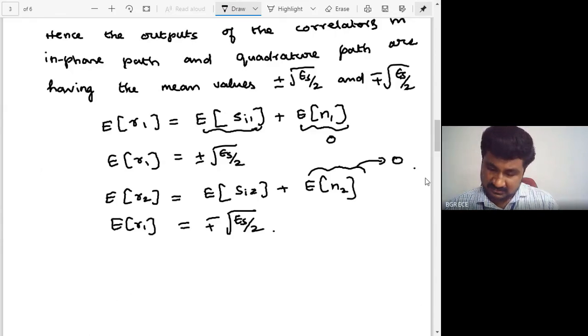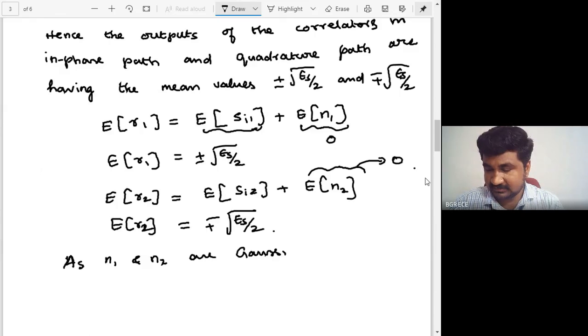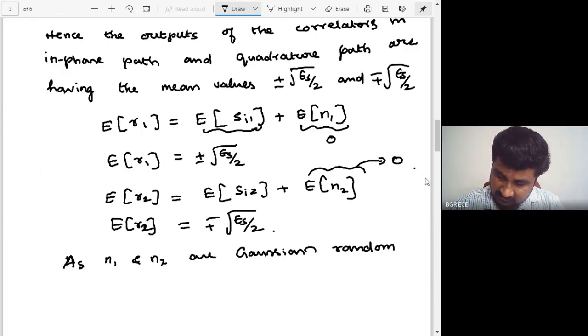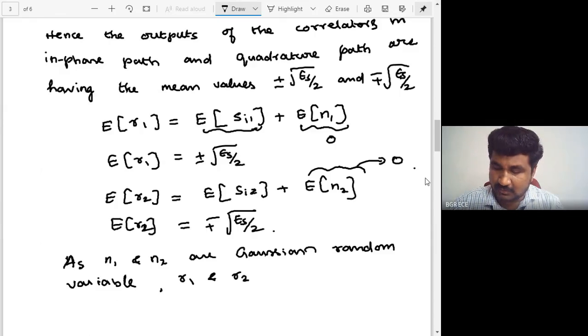And as both N1 and N2 are Gaussian random variables, R1 and R2 are also Gaussian random variables.